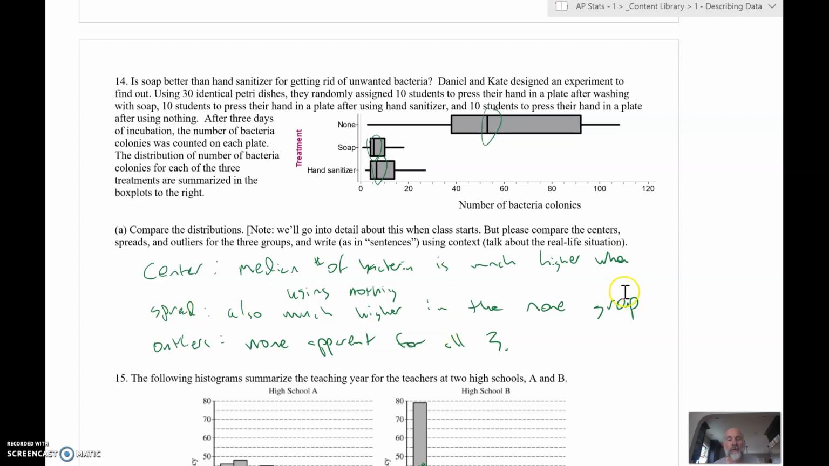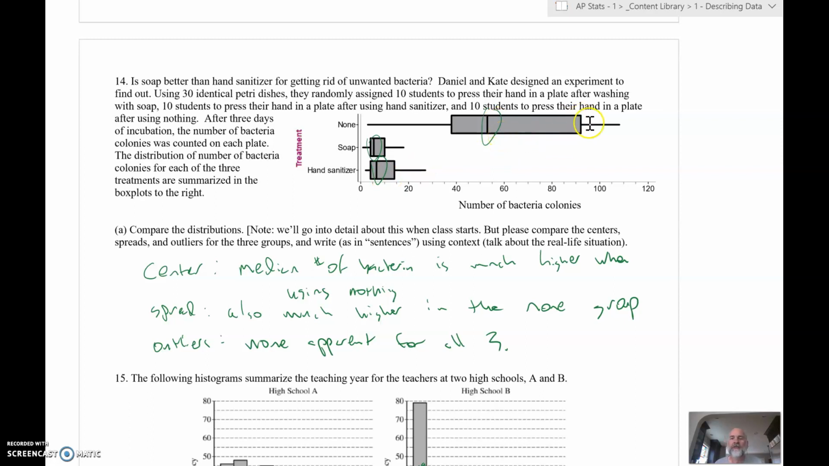The spread is also much higher because you can see the IQR difference. The IQR, remember, is Q3 minus Q1. It's how wide that box is. So that's 90 to 40. That's 50 something. Whereas the other boxes are much smaller. So the spread is much bigger for none also.